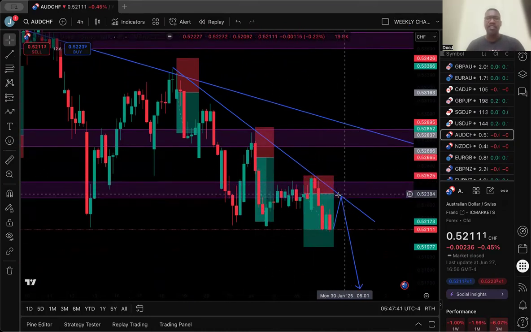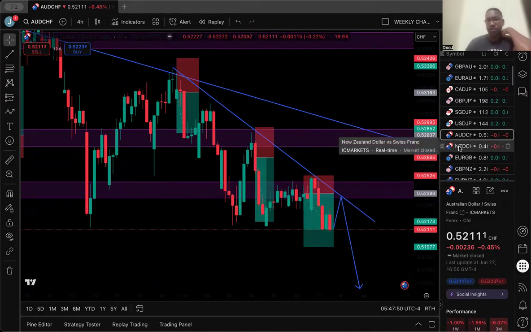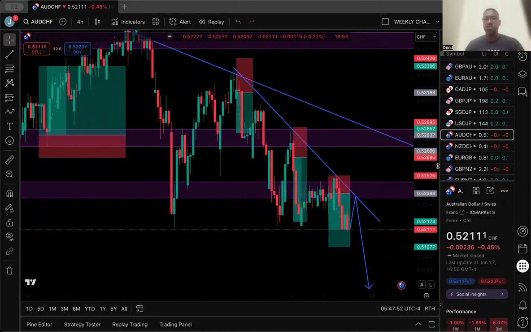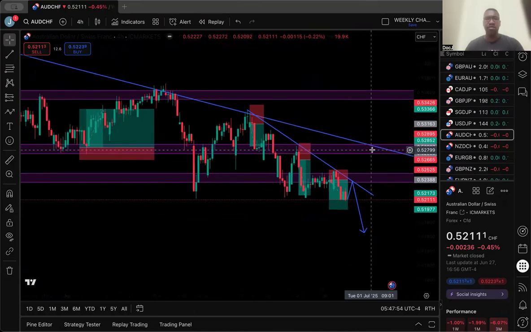But with this one here, you would see an area of confluence. So the trend line and the area of resistance would meet. And if it comes here, definitely I would take this trade. I would take this trade over the NZD. All right. So that's it for this week. Those are my pairs, not too many of them.